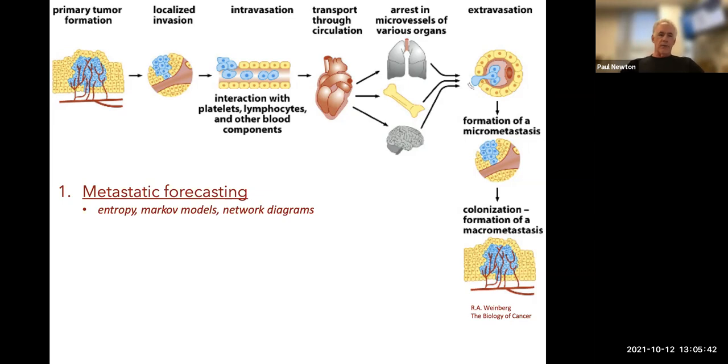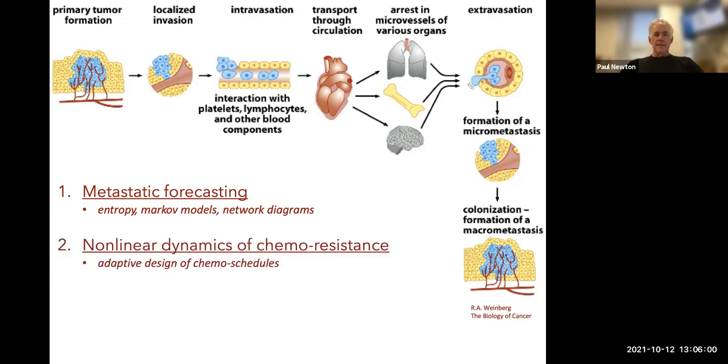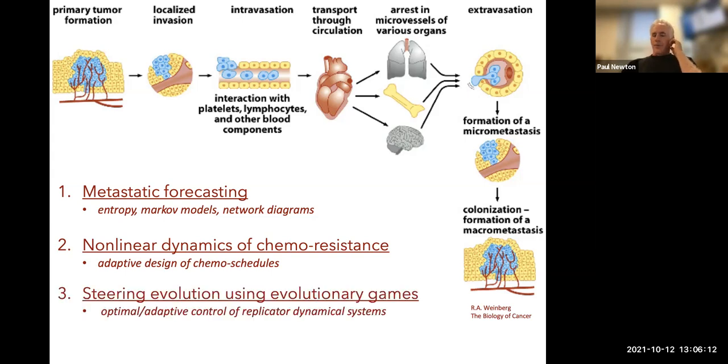So what I want to talk about today are 3 projects. The first one is what I call metastatic forecasting. I'll use concepts of entropy. I'll show you how I develop Markov chain models of metastasis and how we design network diagrams of the metastatic process. The second problem I call the nonlinear dynamics of chemoresistance, and I'll talk about adaptive design of chemo schedules and how we do that. And the third project I call steering evolution using evolutionary game theory. So there I'll go into some details of optimal adaptive control of the replicator dynamical system.